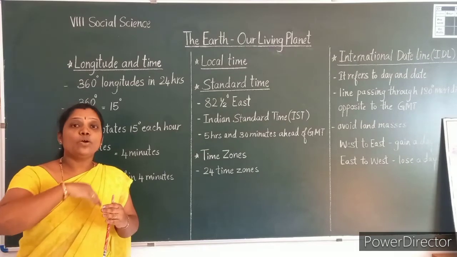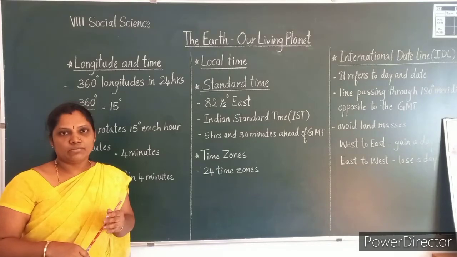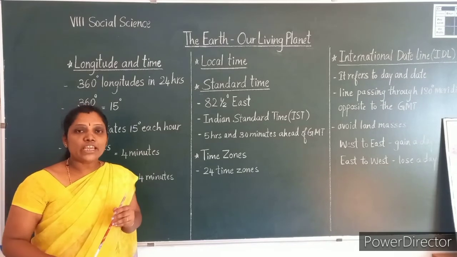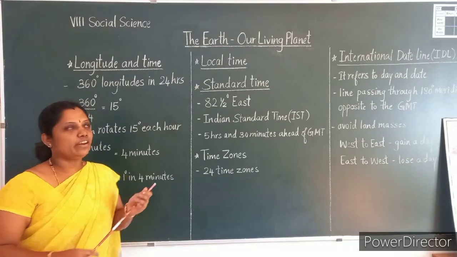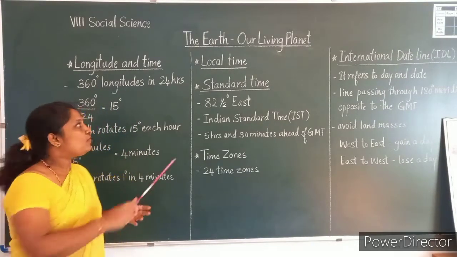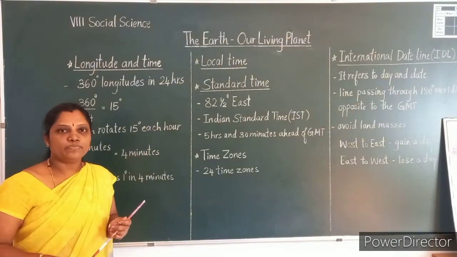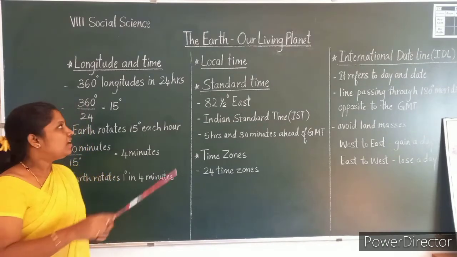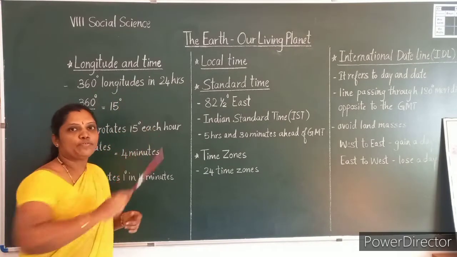Earth rotates on its own axis and completes one rotation in 24 hours. That means 360 degrees of longitude are covered in a period of 24 hours. That is one day. It takes 360 degrees of longitude to rotate in 24 hours.